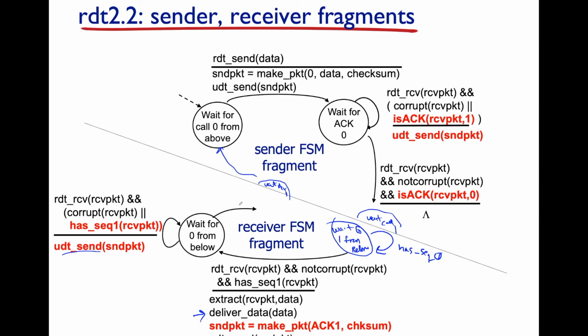Okay, and so we'll note that for this edge to get from "wait for 0 from below" to "wait for 1 from below," we're going to deliver the data for that packet with sequence number 0 to the application layer above. So these are just fragments. We would repeat these a second time as the other half of the states for each one of these finite state machines for the sender and for the receiver.